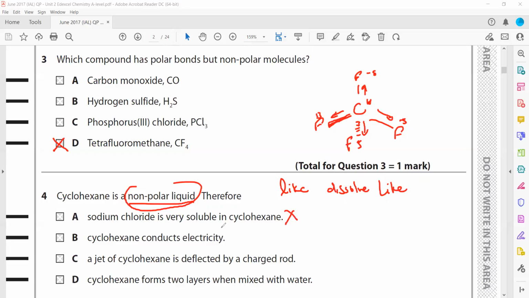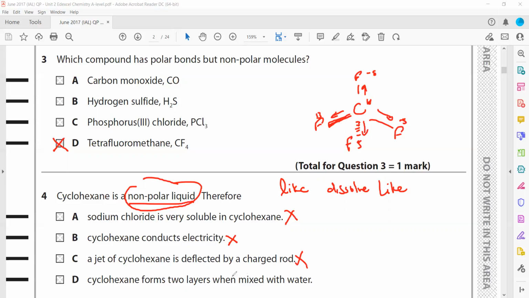Cyclohexane conducts electricity. If it's a non-polar molecule, it does not have charges. It's a simple molecular structure, so there are no free electrons or ions. That's why it cannot conduct electricity. A jet of cyclohexane is deflected by a charged rod. That is also wrong. Why? Because it's a non-polar liquid, and a non-polar liquid cannot be deflected by the charged rod. A polar liquid can be deflected by the charged rod.